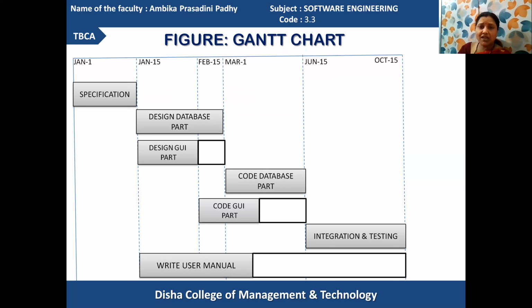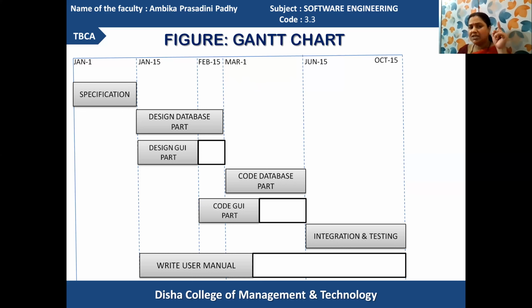This is the Gantt chart diagram of the MIS system. Whichever jobs are to be executed one after another, we have already identified in the activity network. The activities to be processed for the MIS are your specification, database design, GUI design, coding database, coding GUI, integration, and user manual writing. And all those activities are to be specified in the Gantt chart.